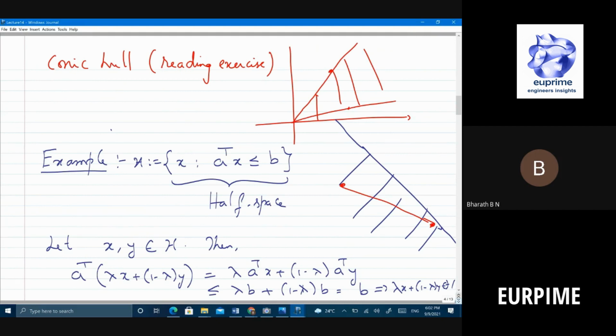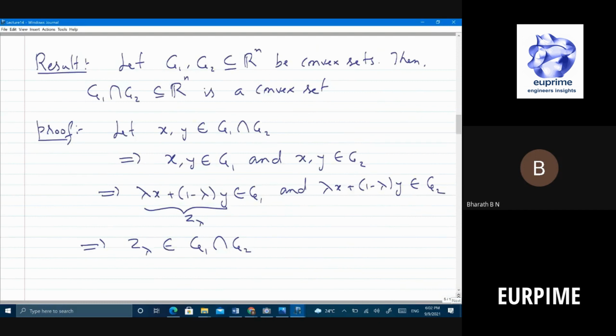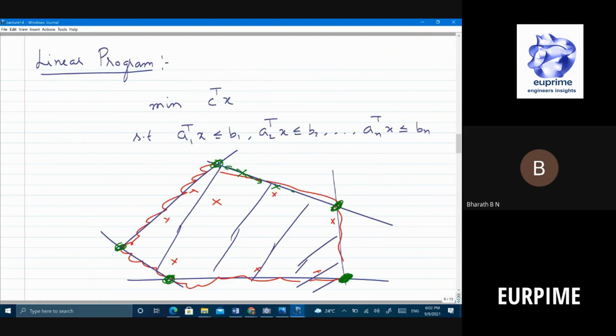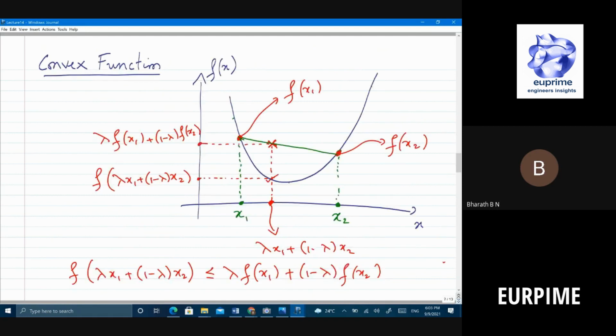As an example, we looked at half spaces. Half spaces turned out to be a convex set. Then we looked at an example wherein, of course, the intersection of convex sets is a convex set. We saw the proof. And then we looked at a specific linear program where the constraint set corresponds to the intersection of half spaces. So it's a convex set. I also gave some intuition about how to solve a linear program. Not how to, but what to expect out of a solution of a linear program.